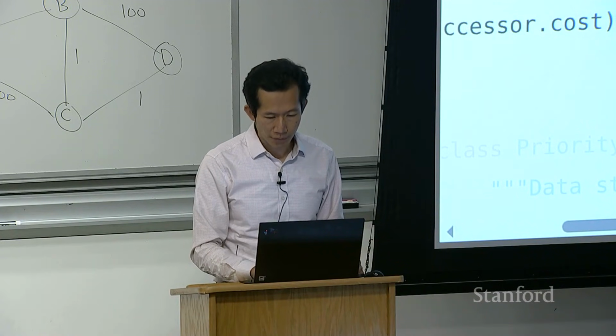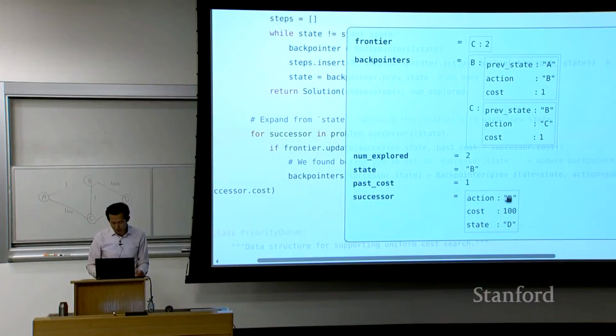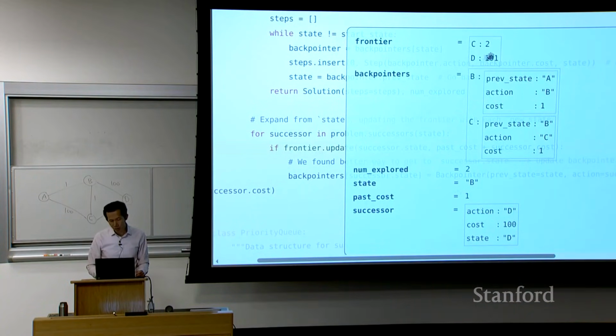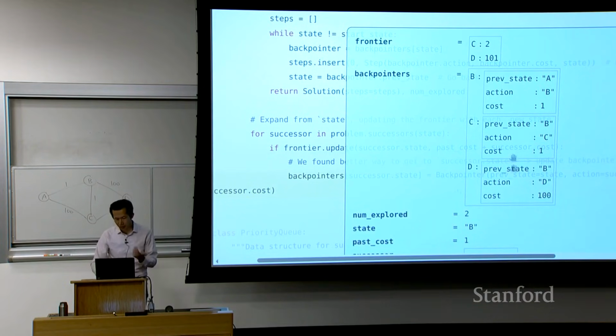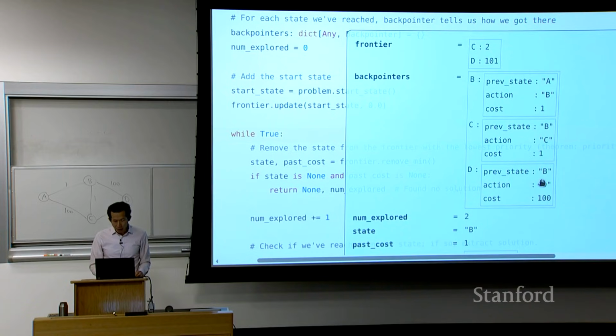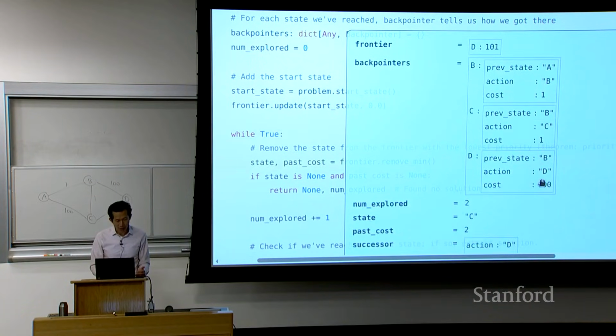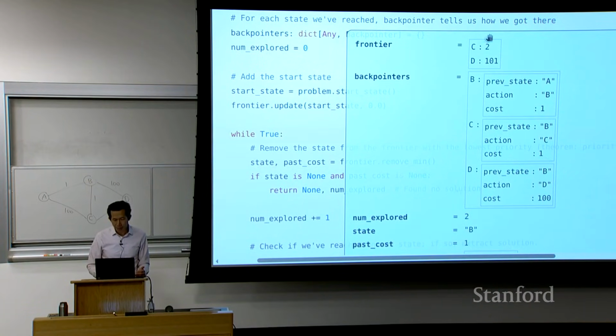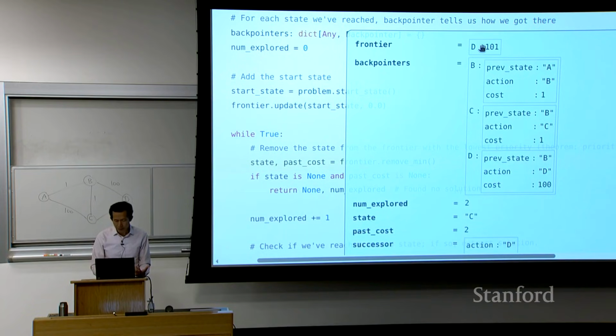Okay, so finally I have action D. So from B, I can go to D, and D is a new node that was unexplored, and now it's on the frontier, with cost 1 plus 100, and that's 101. And I also keep track of the back pointer. Okay, so now go back to the top, and let's take the lowest priority on the queue, and that would be C.